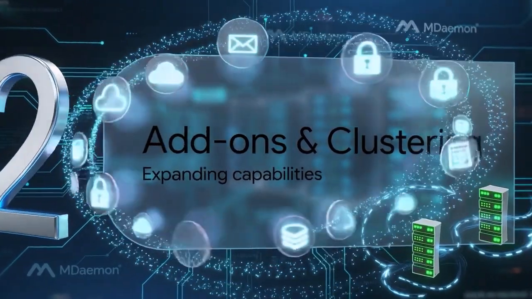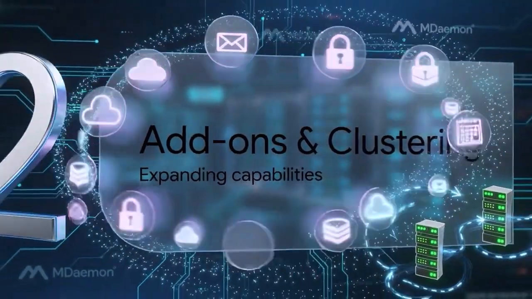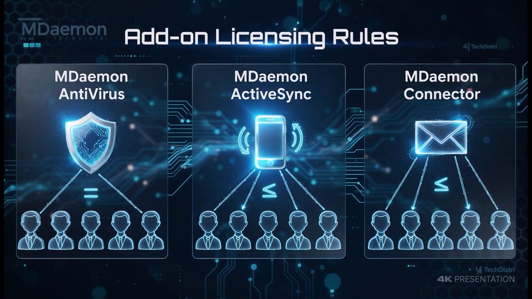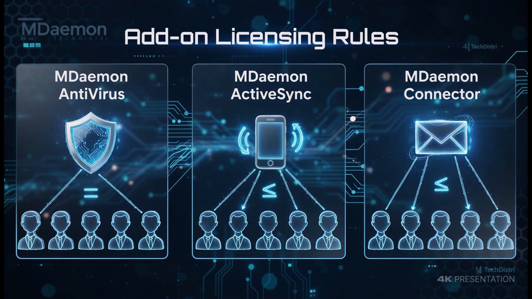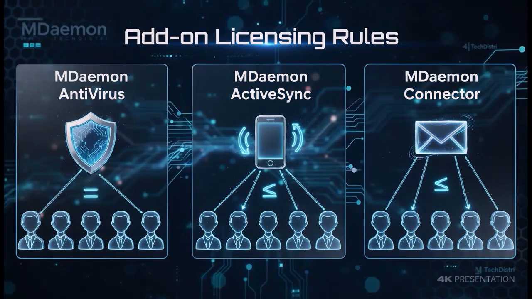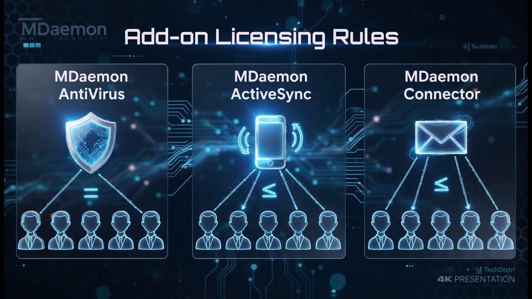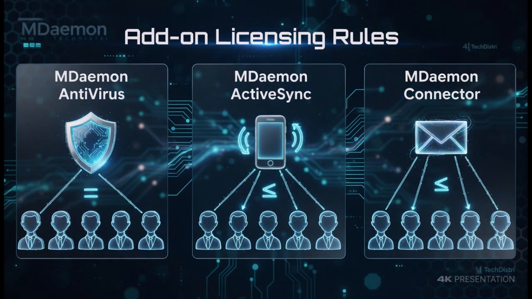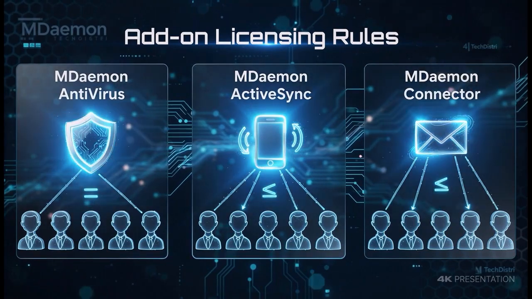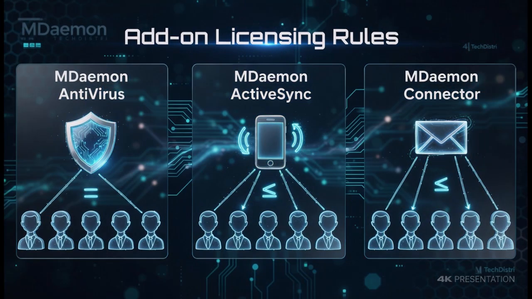Okay, so we've got the core license figured out. Now let's build on that and look at how licensing works for some of the popular add-ons and for more advanced setups, like clustering. The rules for add-ons are a little different. For MDaemon Antivirus, you've got to have a license for every single user on your server. It just has to match your total user count. Makes sense, you want everyone protected. But for ActiveSync and the MDaemon connector for Outlook, you get some flexibility. You can buy fewer licenses, maybe just for the people who actually use those features. You only pay for what you need.